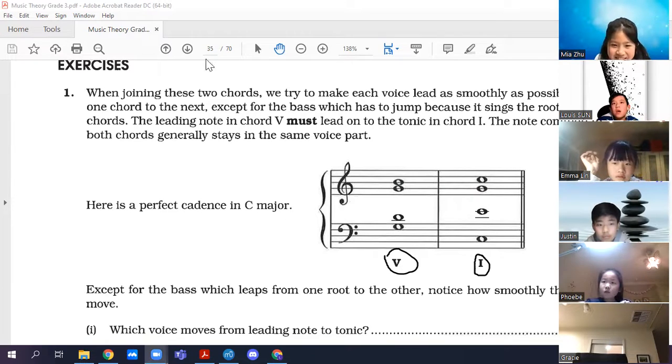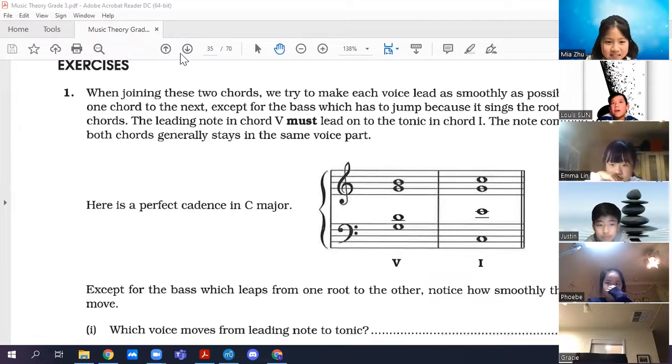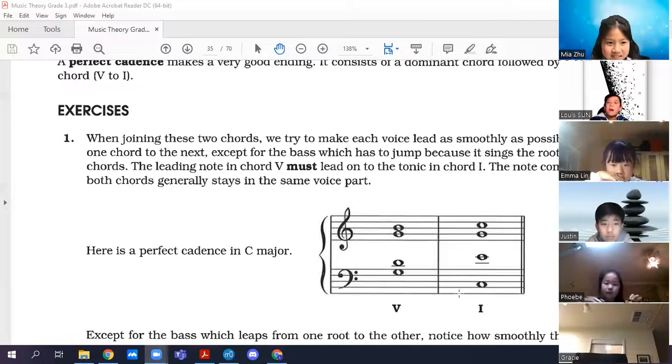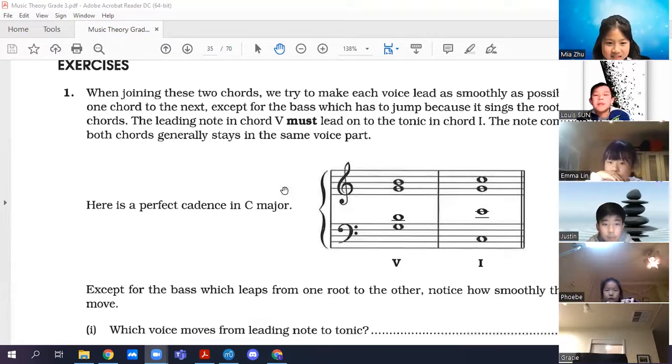So do remember that a perfect cadence is for the end of a phrase. It's the kind of ending cadence that you might hear. Okay.